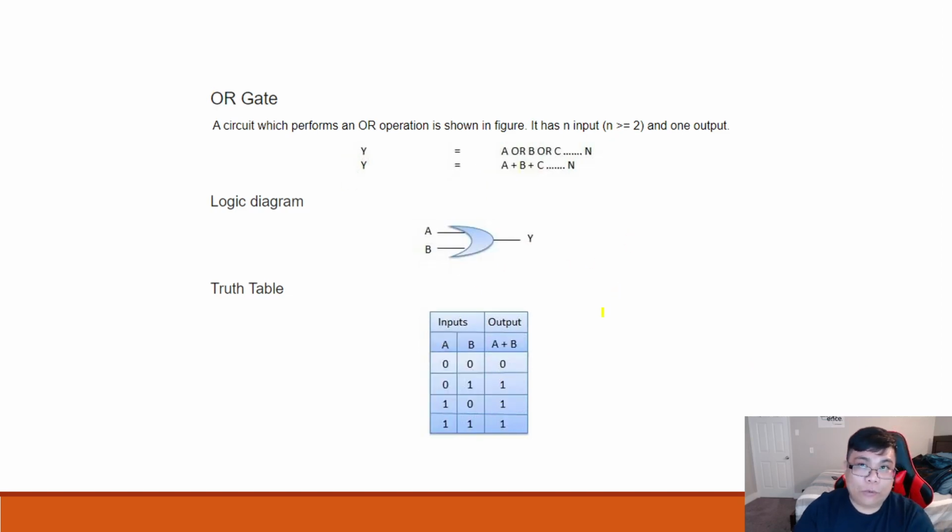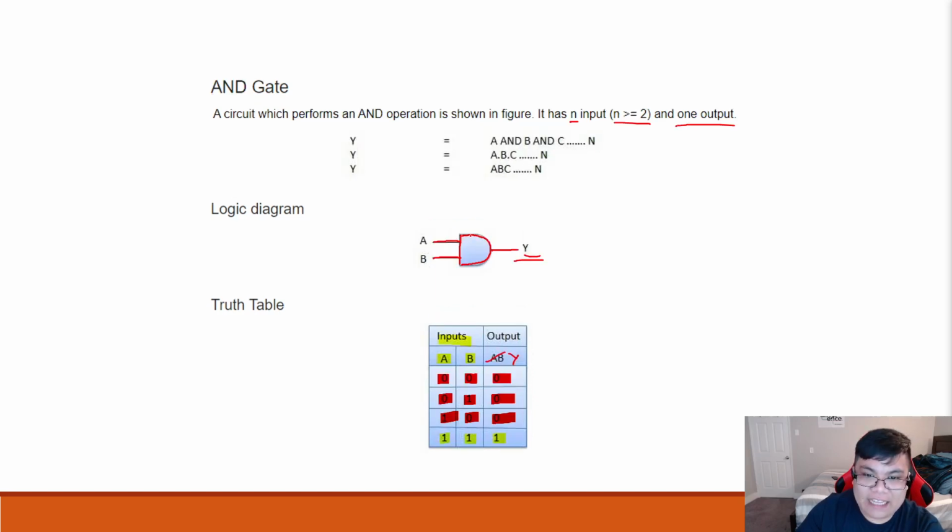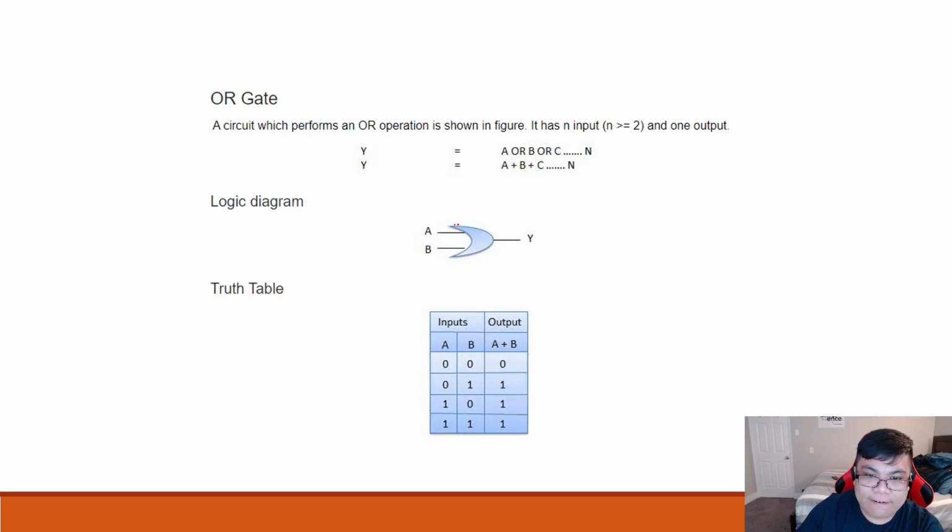After that, we have the OR gate, which is as shown here. An OR gate is a circuit which performs an OR operation, which is as shown. So this is the logic diagram for the OR gate here. It looks kind of similar to the AND gate, in which this part is curved here, but the back end of it is also curved. So if you see a circuit that has this configuration, this is called an OR gate.